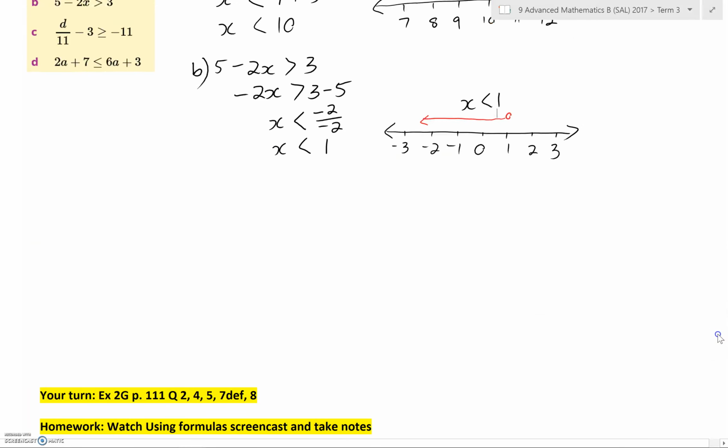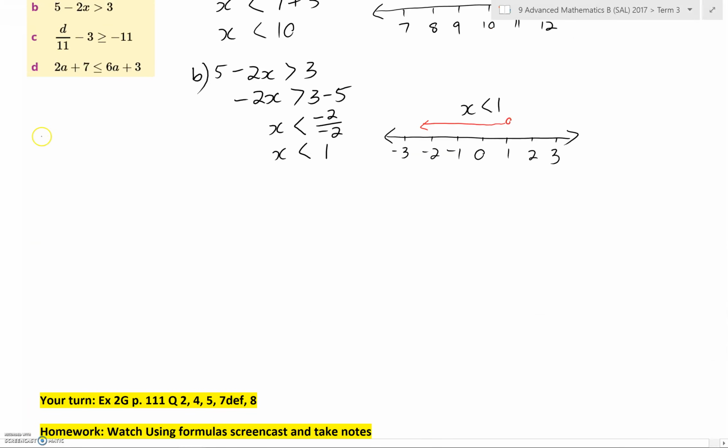So C here is d over 11 minus 3 is greater than or equal to minus 11. So in this case, I have to move that negative 3 first because it's not part of my fraction. So I need to add 3 to both sides. So I'm just adding, so nothing has happened with the change in sign.